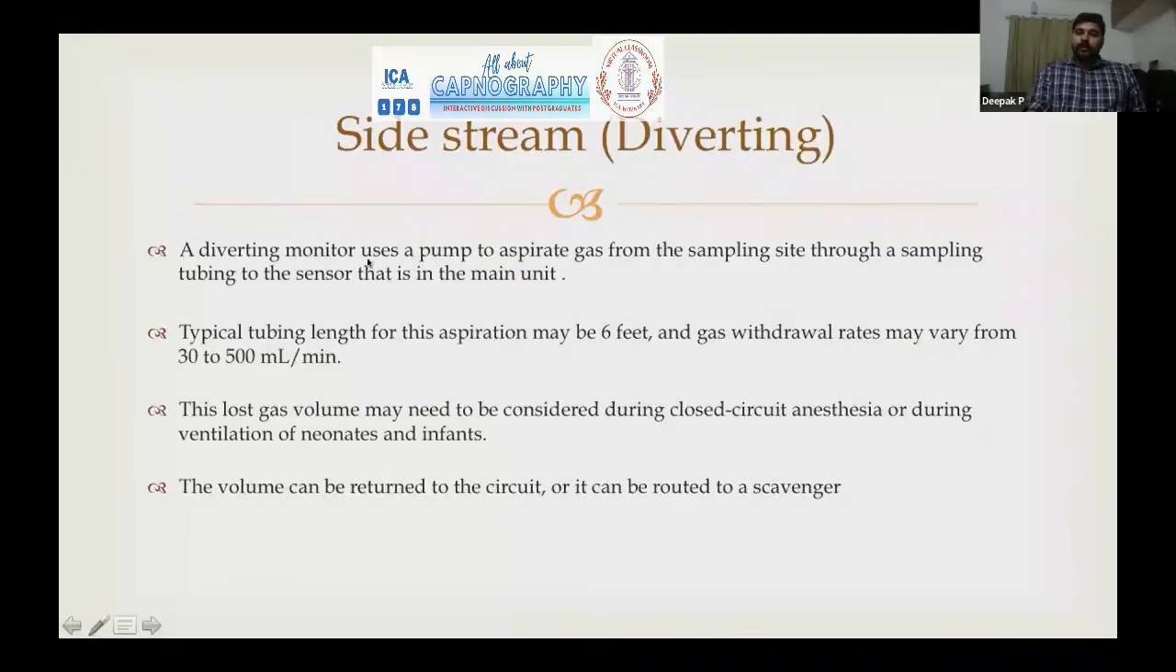Here, a diverting monitor uses a pump to aspirate gas from the sampling site through a tubing to the sensor that is in the main unit. Usually, we all use this. The tubing length of about 6 feet usually takes gases up to about 30 to 500 ml per minute. The problem is that when the minute ventilation or the ventilating volume is very low, as in case of neonates and infants, this uptake of gas is quite large. That is one problem. Also, while using low flow anesthesia, the same problem occurs. And the gas we have taken contains all sorts of anesthetic gases. So we cannot just leave it into the atmosphere. Either we have to send it for scavenging or back into the circuit.